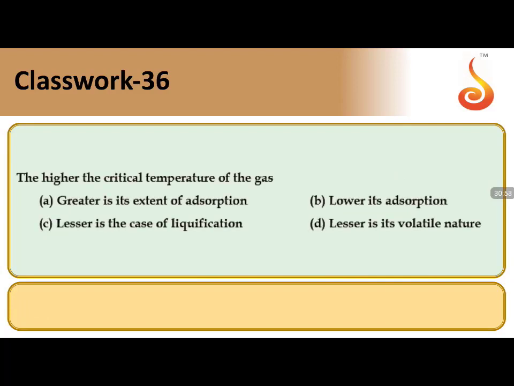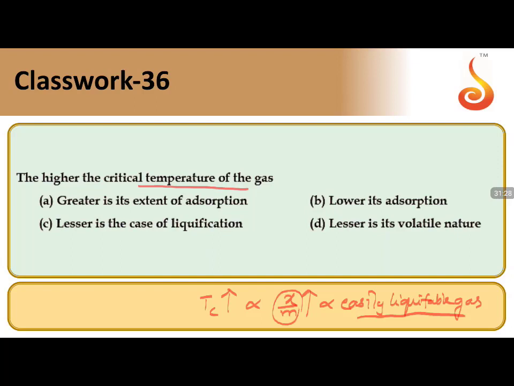Coming to 36, the higher the critical temperature of the gas. If the critical temperature increases, then the adsorption increases because such gases are easily liquefiable gases. The gases whose critical temperature is very high are said to be easily liquefiable gases. That means condensation of the gas is very easy, and condensation refers to the adsorption phenomenon. So greater the critical temperature, greater is the extent of adsorption.